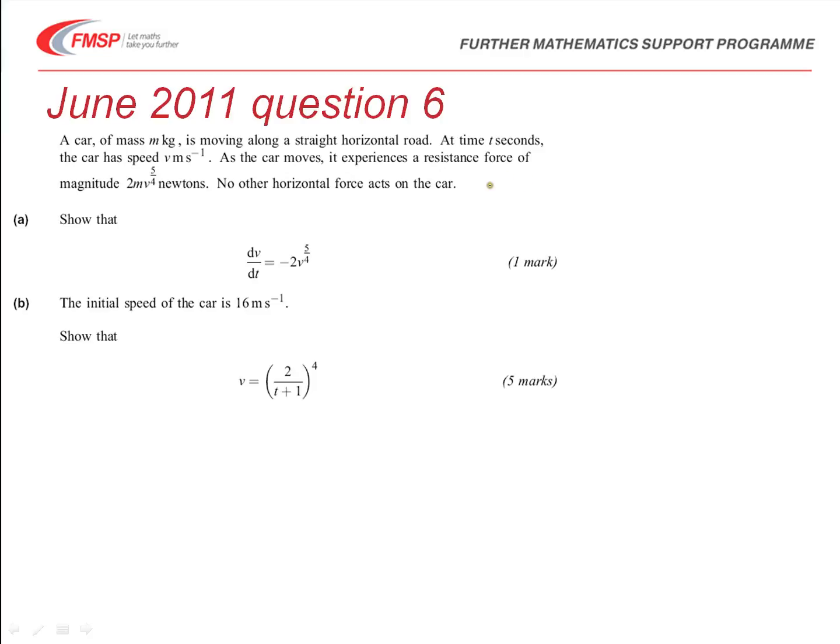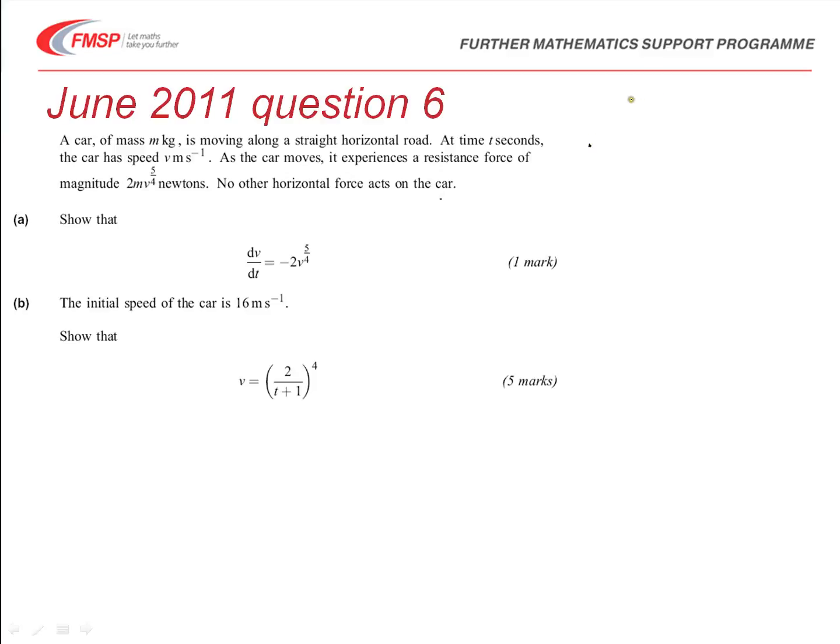As the car moves, it experiences a resistive force which is given as 2mv to the power of 5/4 newtons, and there are no other forces acting on the car. Horizontal forces, sorry, obviously vertically there would be. So, first part we've got to do is show that dv by dt equals this expression.